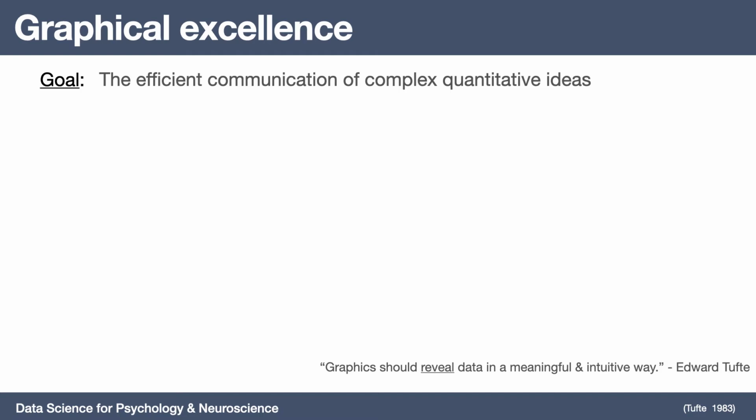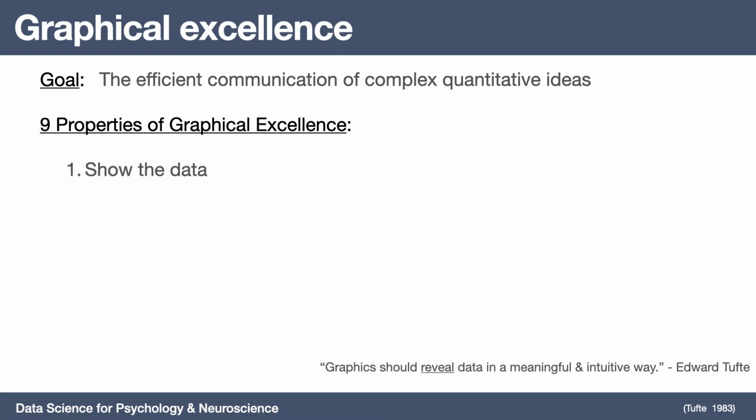It's not just showing scatter plots between variables. It's not just showing bar plots with error bars. You need to reveal the meaning visually. And Tufte proposed 9 properties of graphical excellence. First, simply show the data. If you have a particular set of x's and a particular set of y's, show the data. Scatter plots, distributions, however.